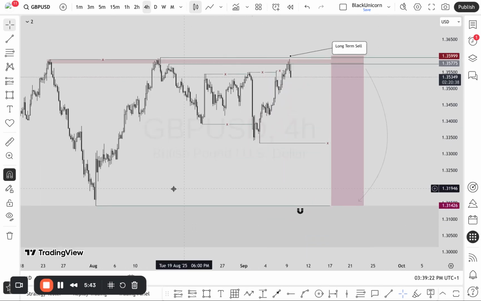So this is the overall. If you check it out, this is a range high. This is a range low.